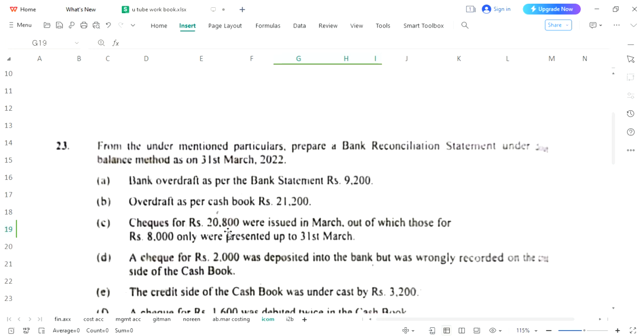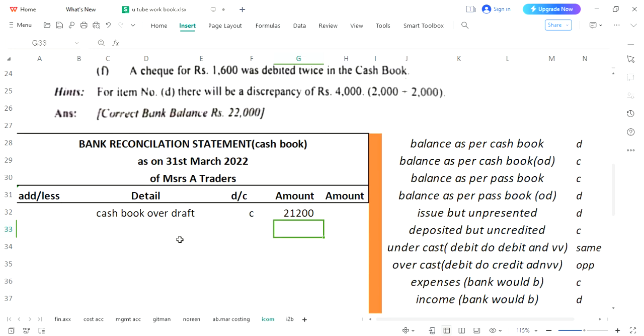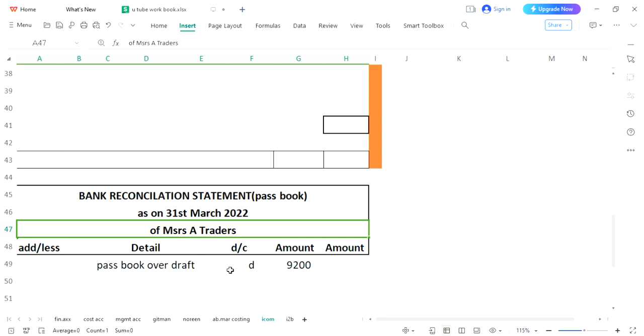Third entry, checks 20,800 issued. Please note it down. In issued, we will search for not presented checks. Repeat this word, not presented checks we will search for. Checks for rupees 20,800 issued, out of which 8,000 presented. Please note it has been written presented while we were searching for unpresented. So the difference would be considered as unpresented, 20,800 minus 8,000. And where will we go? There are four entries: unpresented, uncredited, mistake by bank and omitted.